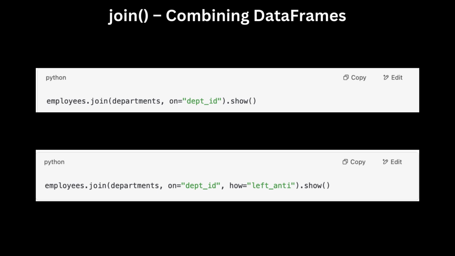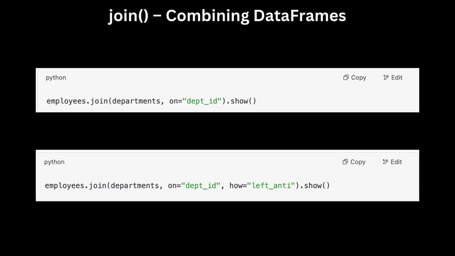5. Left semi join returns only rows from the left DataFrame where a match exists in the right, but only includes columns from the left. 6. Left anti join returns only rows from the left DataFrame where no match exists in the right, like a filter for non-matching records. Here's an example of a left anti join. This is useful when you want to find unmatched records.